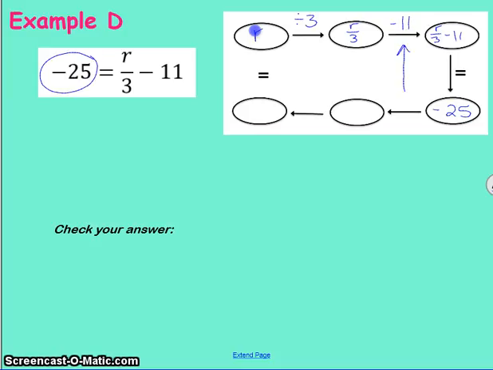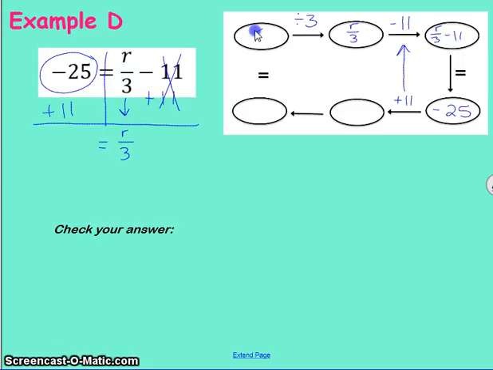Remember, I always have to look at my do step, because I always want to do the opposite of that. So the opposite of minus 11 would be to add 11. Well, negative 25 plus 11. So let's go ahead and do that on our equation. So negative 25 plus 11. It's really important that you line those 11s up. Negative 11 plus 11 gives me 0. I can cross those out. So I'm left with r divided by 3 is equal to negative 25 plus 11.